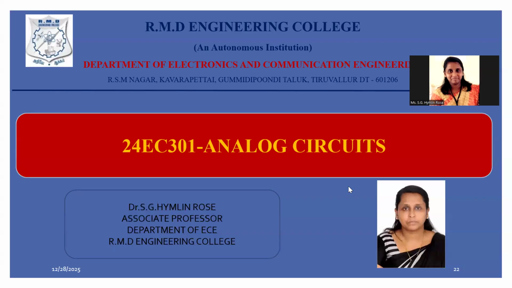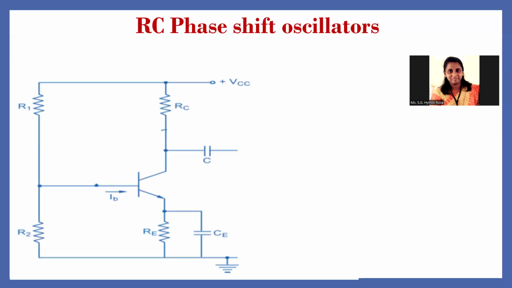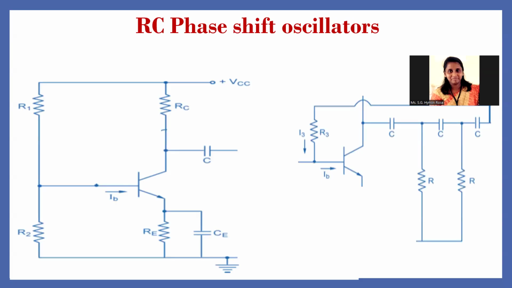Good day to all. Today we will study the RC phase shift oscillator in the subject Analog Circuits. An RC phase shift oscillator using a BJT generates a sinusoidal wave by combining a BJT amplifier, that is a common emitter amplifier, for 180-degree phase shift.